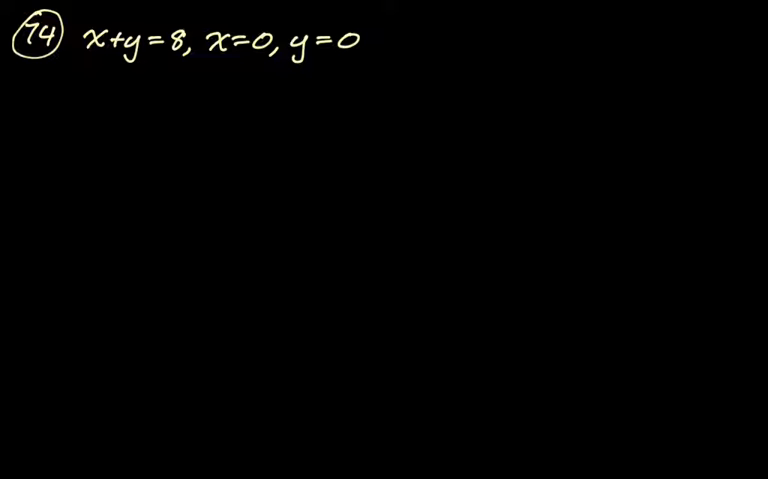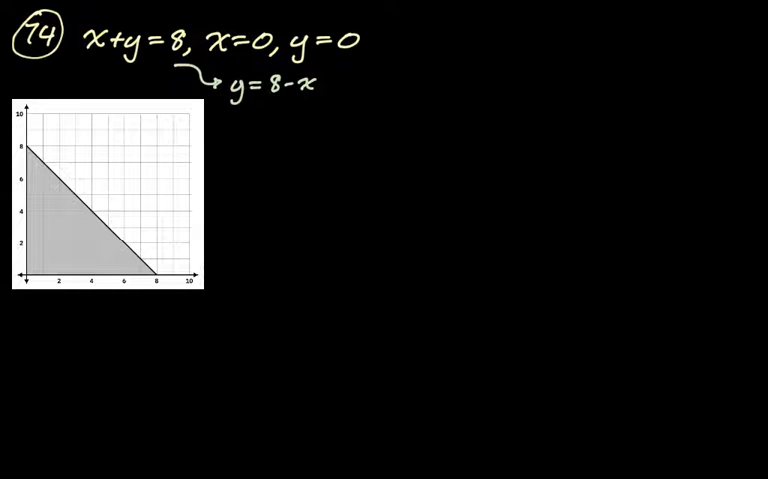So we have 74, x plus y equals 8, x equals 0, y equals 0. So we want to sketch this. I always need it to be equal to y to really get a feel for it. So y is actually 8 minus x. Here's our region. It's this triangular region. We're going to go around the x-axis.